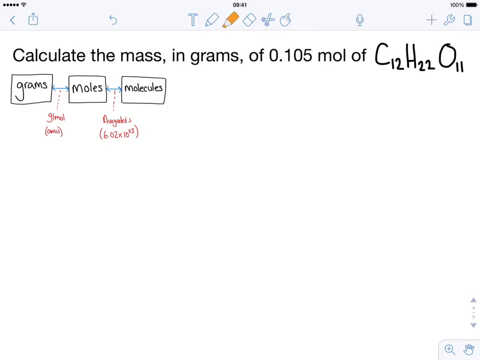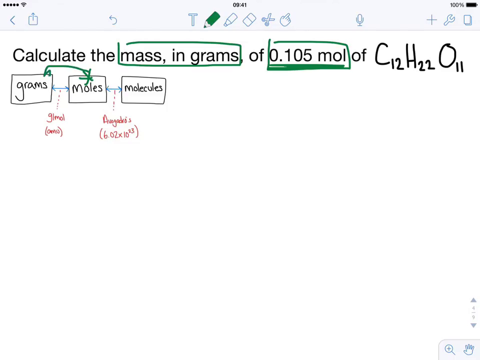When I read questions like this, the first thing I like to do is try to identify what it is that I'm given and what I'm being asked to find. So in this question here, it looks like I'm given 0.105 moles of a substance, and I'm asked to find the mass in grams of that substance. So if we look at our roadmap, I'm starting off with moles, because that's what I'm given right here, and I'm being asked to find grams, because that's what the question is asking for. So now I know which way on the roadmap I need to go. So I need to convert from moles to grams.